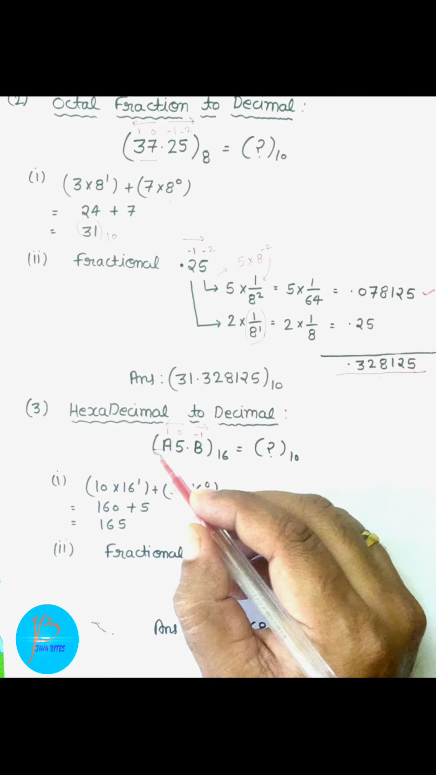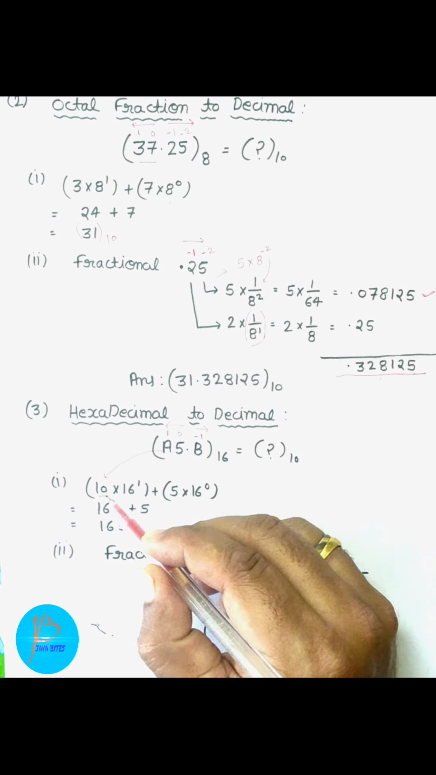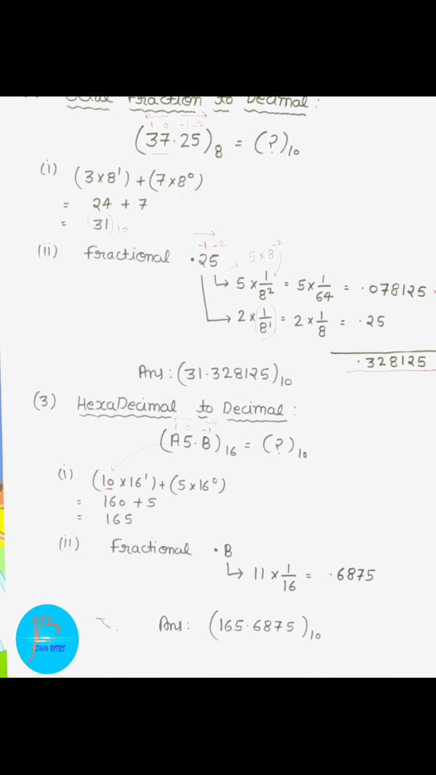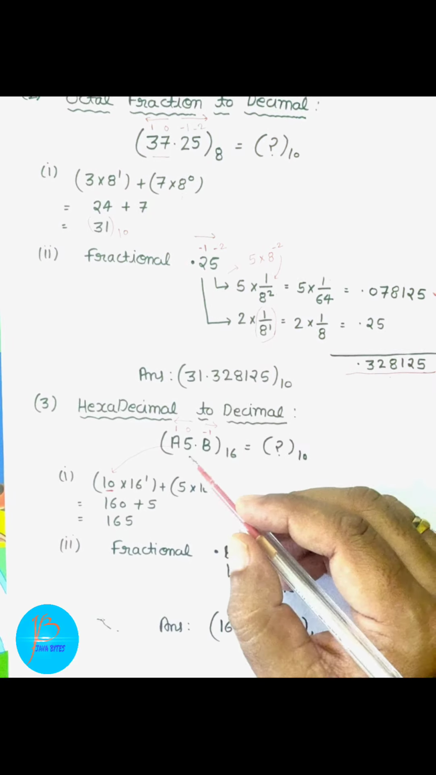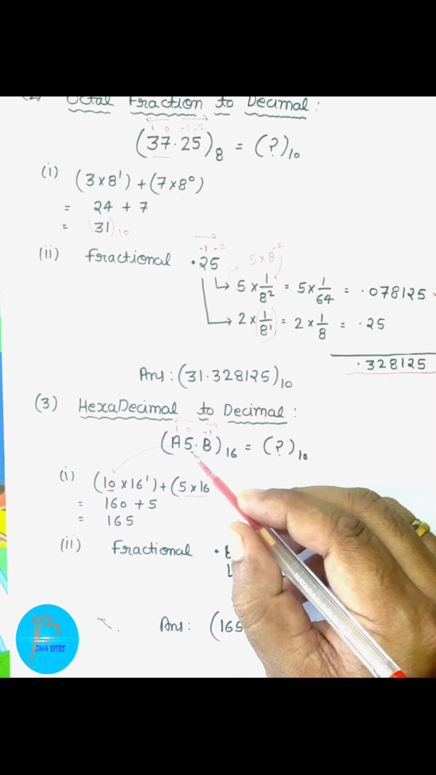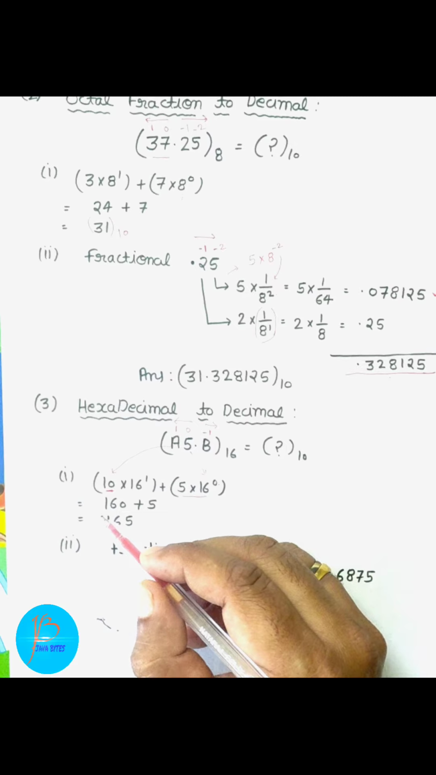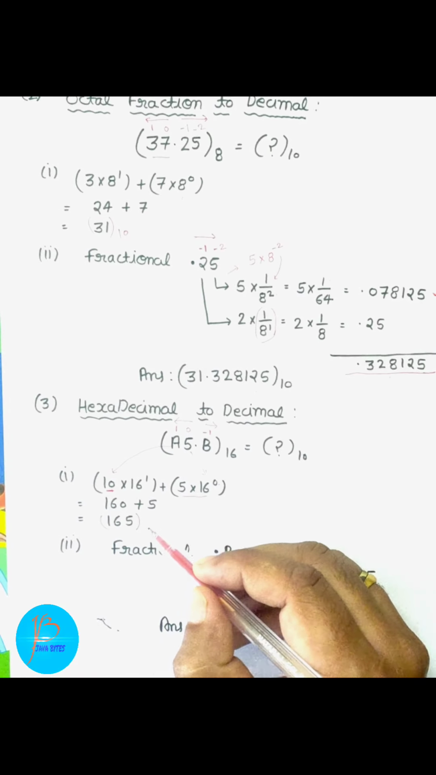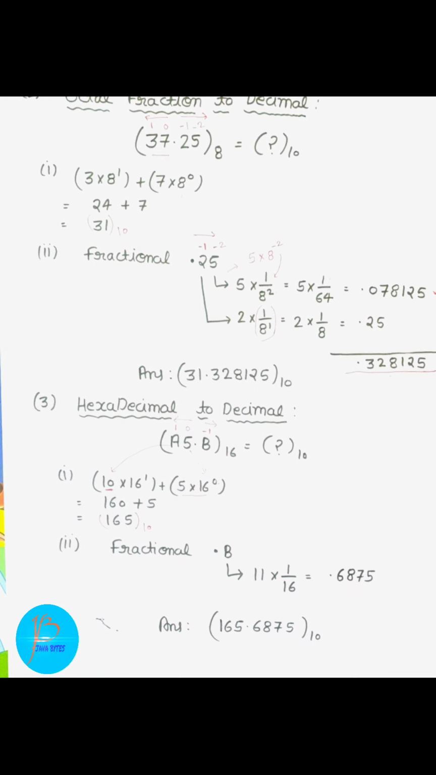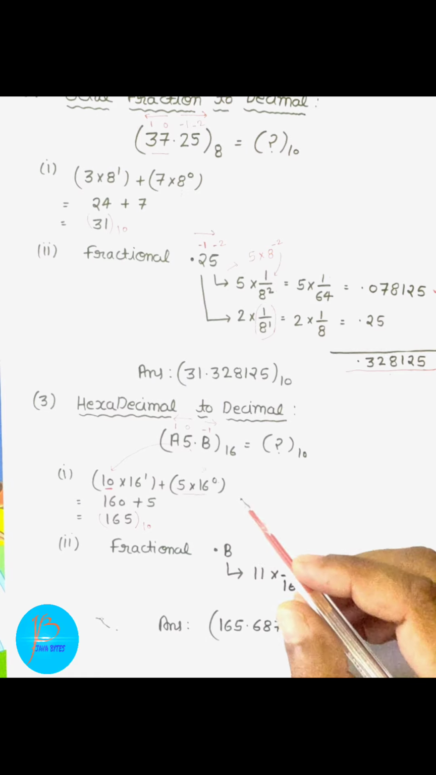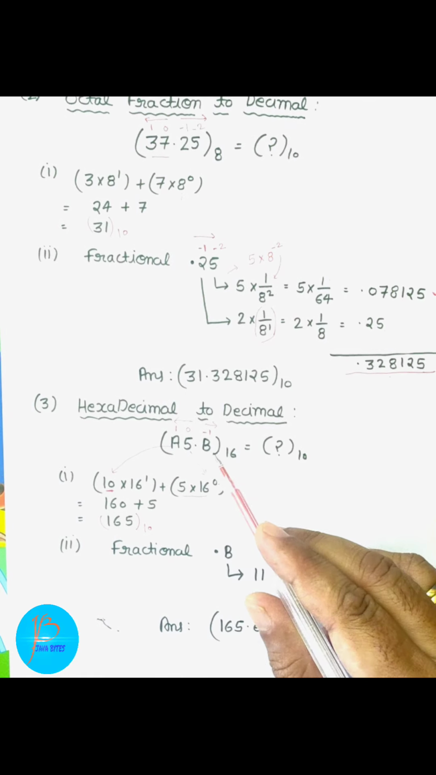Children, now see that this A, while calculating you will make it 10. Okay, because you know that A is the equivalent of 10 in the hexadecimal number system. Okay, and then 5 multiplied by 16 raised to the power 0, and when you calculate that you will get the result as 165 on the base of 10. Okay children, so in this way you will convert the integer part to its decimal equivalent, and after that your fractional part, that is point B.